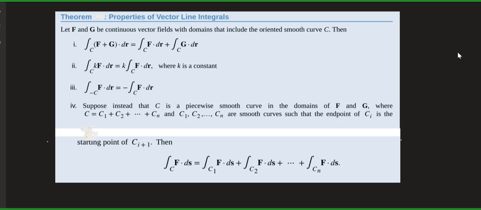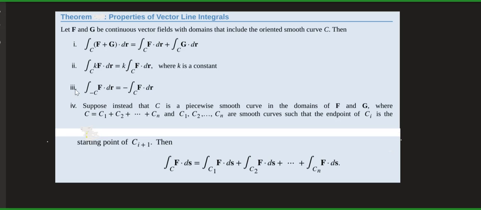The properties of vector line integrals: if we have two continuous vector fields over a smooth curve C, then the integral of F plus G over C is equal to the sum of the two line integrals over each of the vector fields F and G. Also, a constant k multiplying the vector field can come out of the integral.